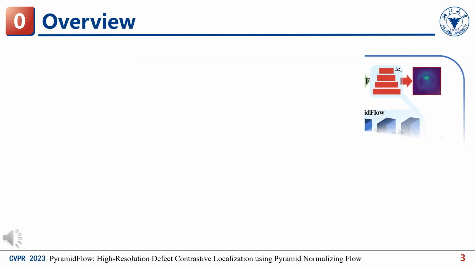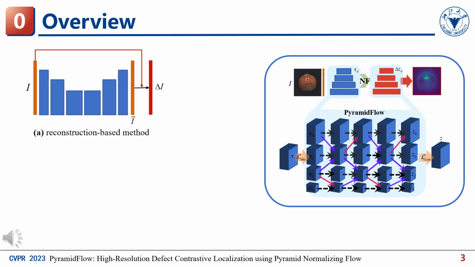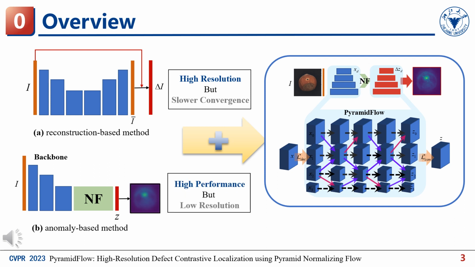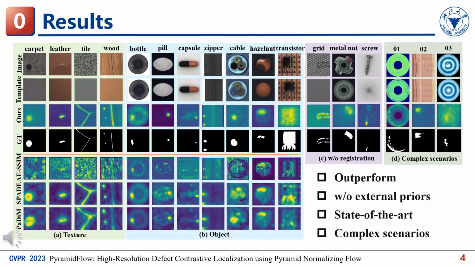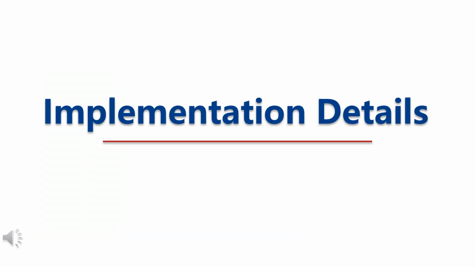In this paper, we propose PyramidFlow, the first fully normalizing flow specifically designed for anomaly localization. It develops the idea of templates from image space into latent space by normalizing flow, then performing contrast for anomaly localization. By combining the advantages of high resolution and high performance, we present a novel latent template-based defect contrastive localization paradigm. Our comprehensive studies show that it outperforms comparable algorithms that do not use external priors, even achieving state-of-the-art performance in complex scenarios. We then elaborate more on our implementation details.